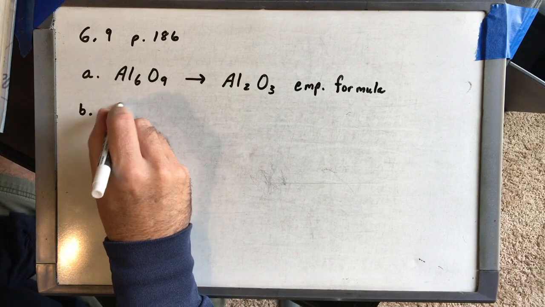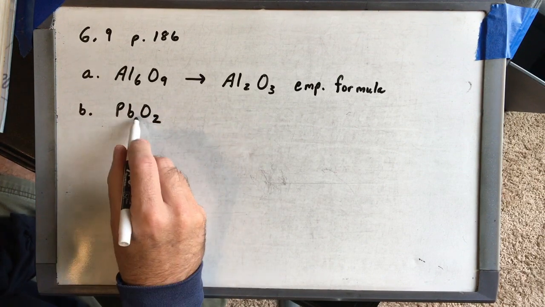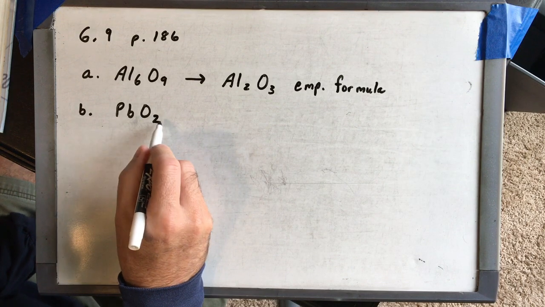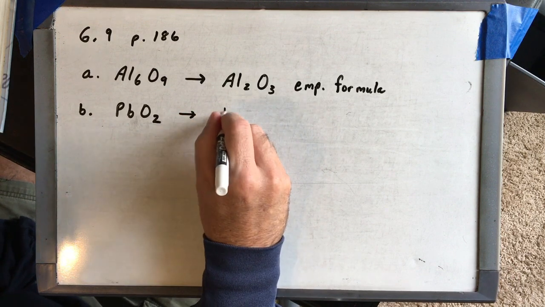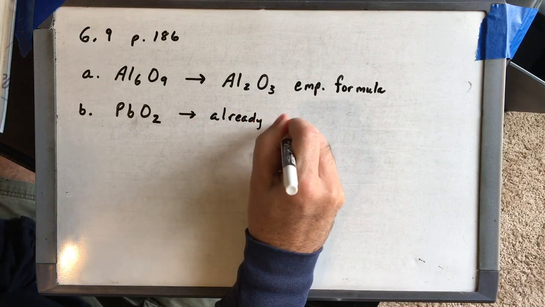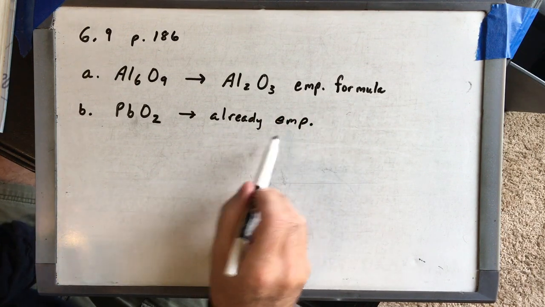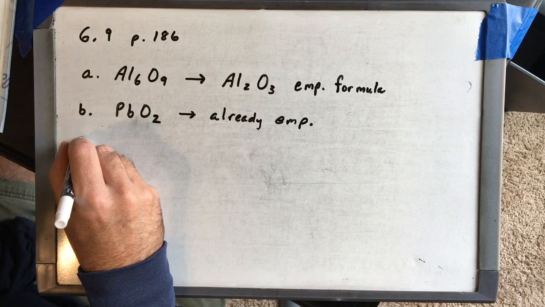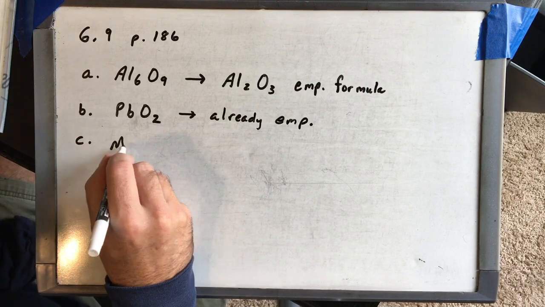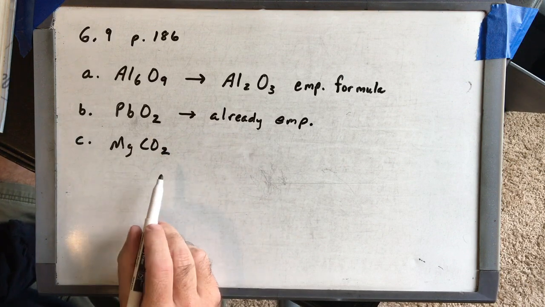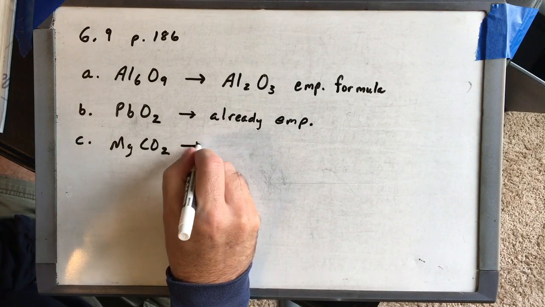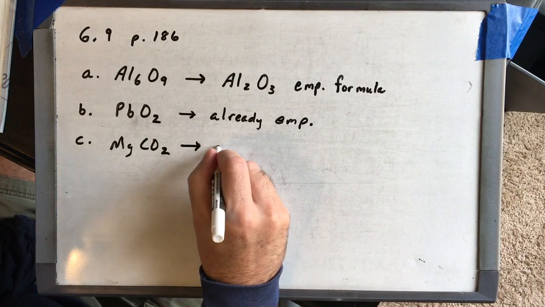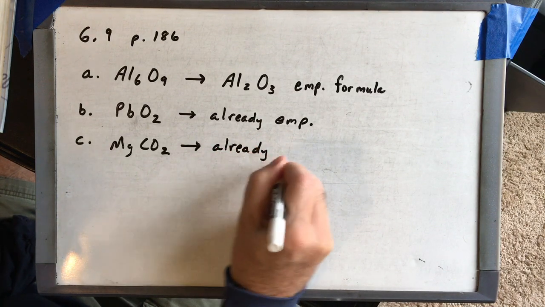B is PbO2. So we have one lead, two oxygens. You can't reduce that anymore. The greatest common divisor between 1 and 2 is just 1. So that's already empirical. That's okay. Empirical and molecular formulas can be the same. So in this case it is. Part C, MgCO2. So we have 1 magnesium, 1 carbon, 2 oxygens, 1, 1, and 2. You can't reduce that anymore. The greatest common divisor in this case is 1. So it's also already empirical.